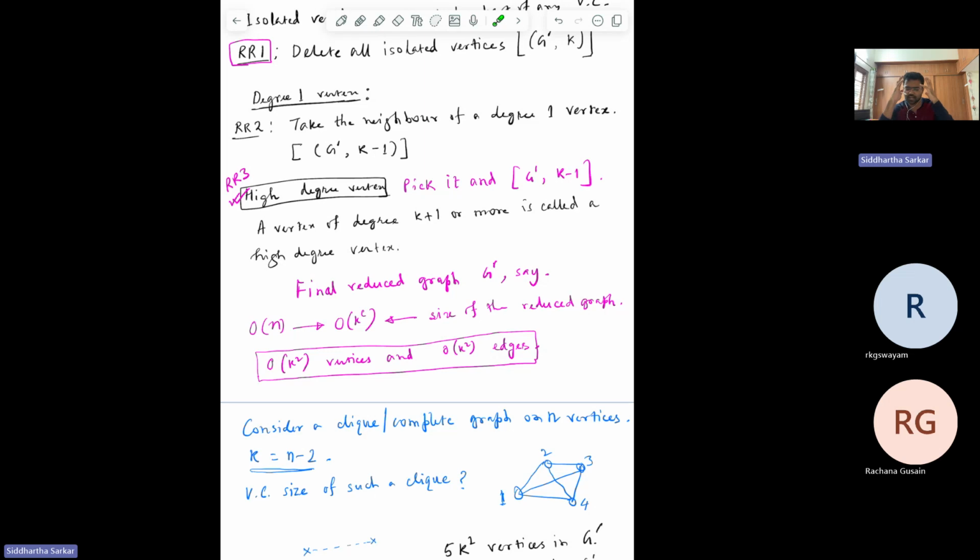So how does the reduced graph look after you have eliminated all the high degree vertices? You have eliminated all the vertices of degree k plus 1 or more. Now you know that in the reduced graph, each vertex has degree at most k. So you want to argue that the number of edges is this much.